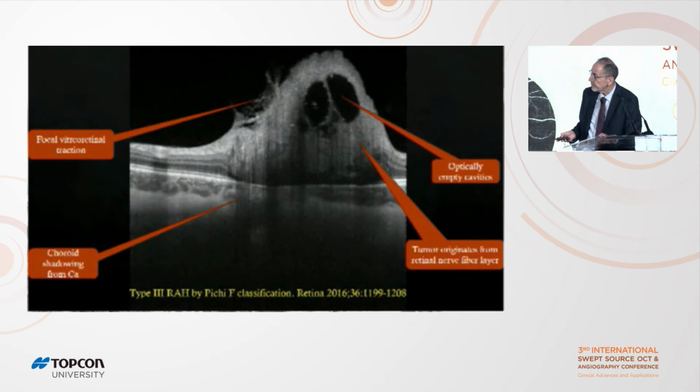showing probably a type 3 associated hamartoma by the Peachy classification. And basically you see some focal vitreoretinal traction, choroidal shadowing from calcium, and optically empty cavities within the lesion. This lesion originates from the retinal nerve fiber layer, and this is easily seen on OCT cuts in smaller tumors.